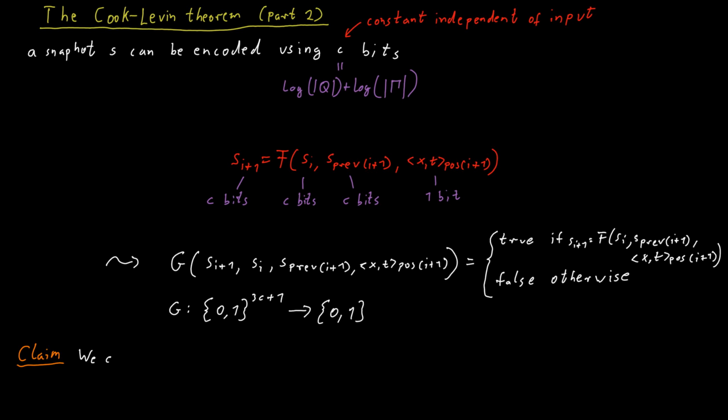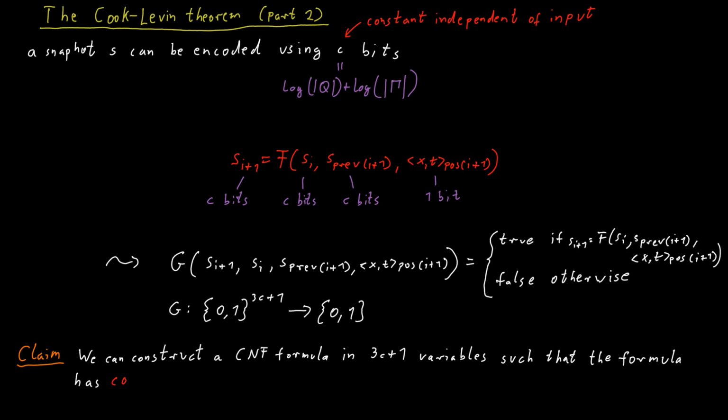We can encode such a Boolean function using a CNF formula. And the size of this formula will be not too large, by which we mean the size of this formula that captures the behavior of this function g is constant. I will postpone the proof of this claim that we can construct a CNF formula of constant size that captures this Boolean function g to a later video. For now, let us assume this is true.